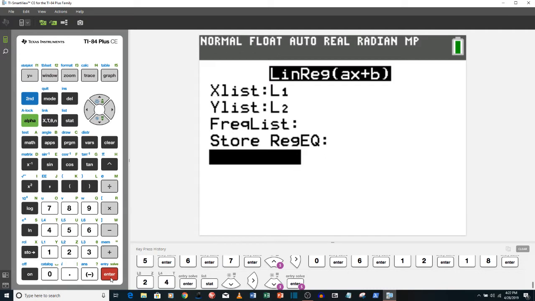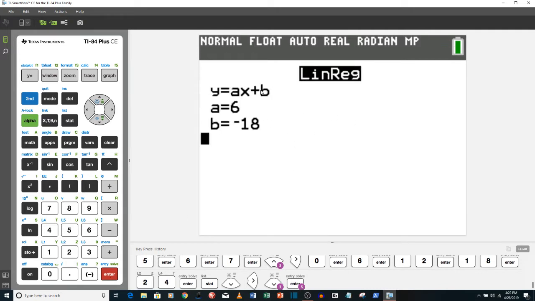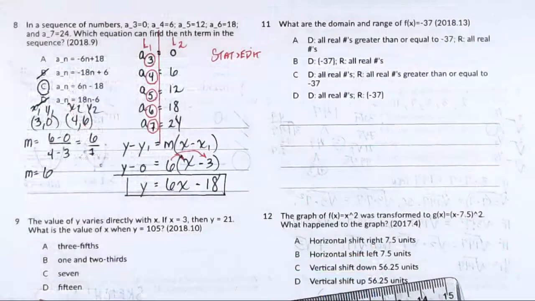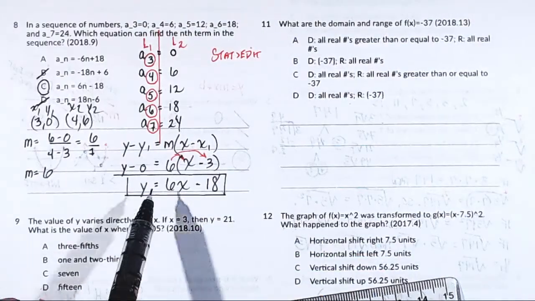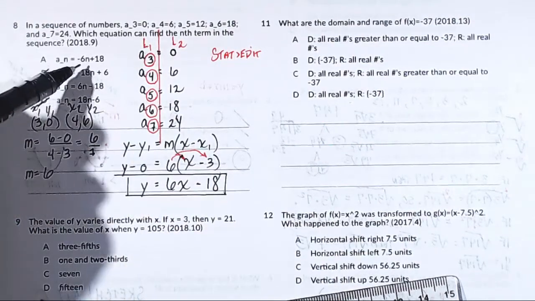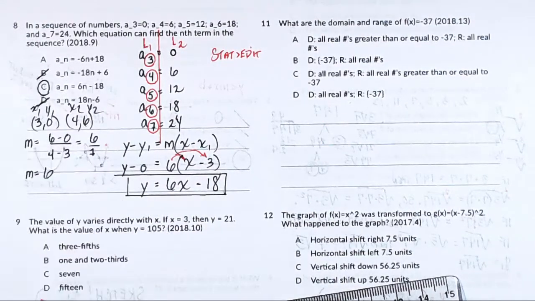Enter, enter, enter, enter through this screen, and you're given the same expression, 6x minus 18, just replacing the a with 6 and the b with negative 18. So we'll go back to our work surface and just confirm that 6x minus 18 is in fact the answer. We're replacing the n with an x, so it's C.